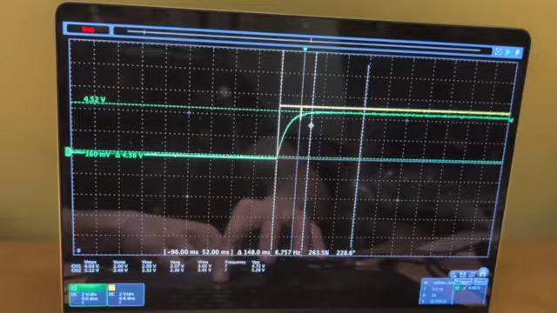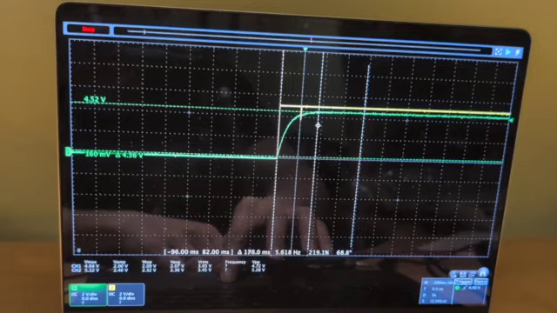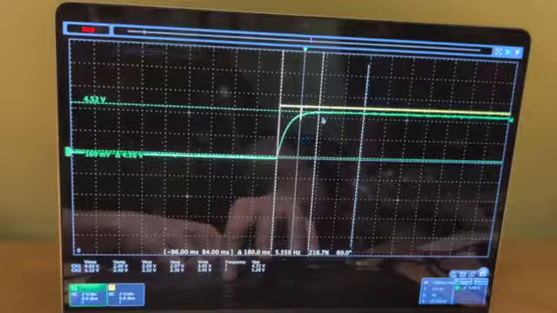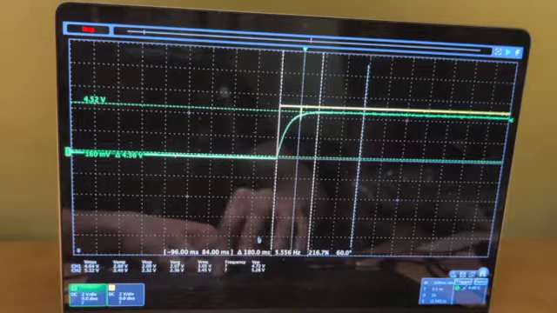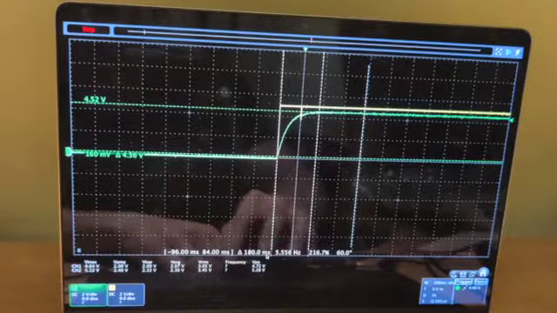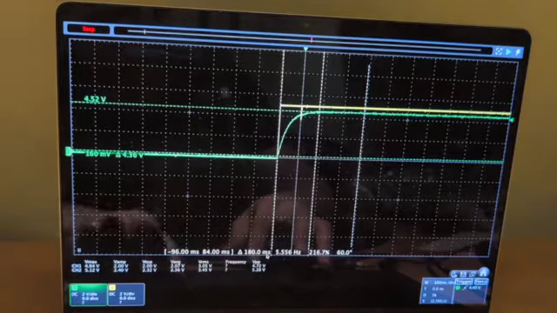And probably reached about here, right? So it's close enough. Let's use this number. So it charged to maximum in about 180 milliseconds. So let's take that as a calculation.